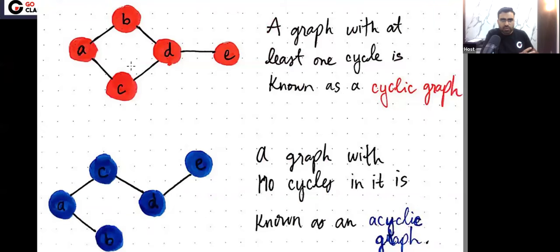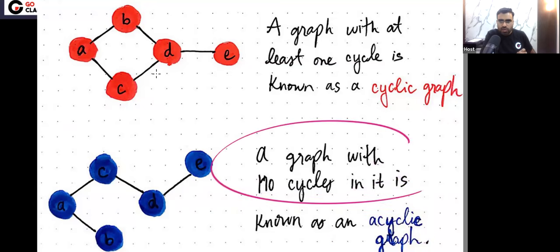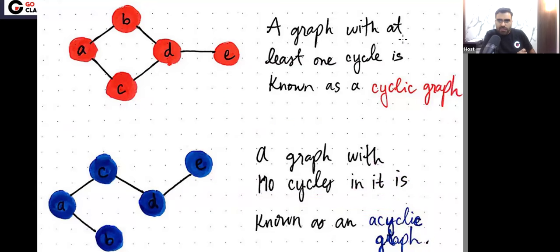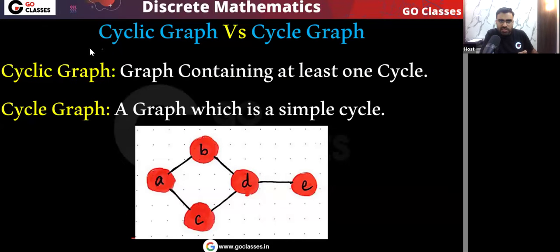So for example, here you can see in this graph there is a cycle. This is the cycle. So this graph is a cyclic graph because there is a cycle here. And in this graph there is no cycle. We do not have any cycle here. So this is an acyclic graph. So a graph with no cycle is acyclic, and a graph with at least one cycle is cyclic. Also, you should understand the difference between cyclic graph and cycle graph.